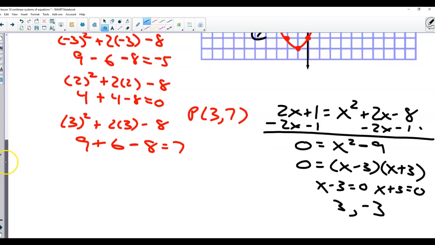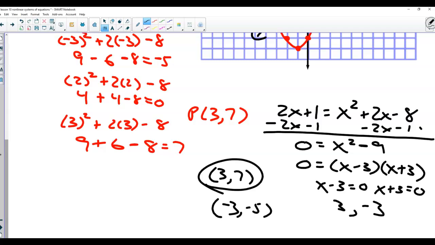And I'm just going to plug that into an original. 2 times 3 is 6 plus 1 is 7. 3, 7 is 1 point. 2 times negative 3 is negative 6 plus 1 is negative 5. Negative 3, negative 5 is the other point. Those are my 2 answers.